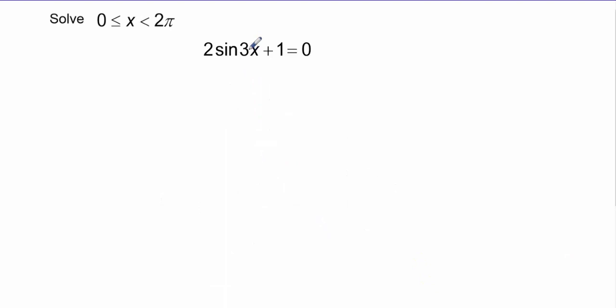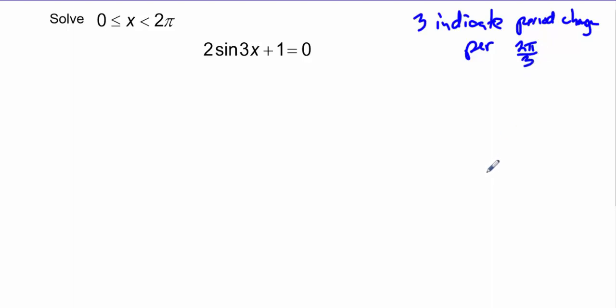This last problem is going to be a little bit difficult because of this 3 right here. Now, the big thing to notice is this 3 indicates a period change. So basically, I know that the period of this sine function is 2 pi over 3. What that means is that this will happen all in this amount of time.